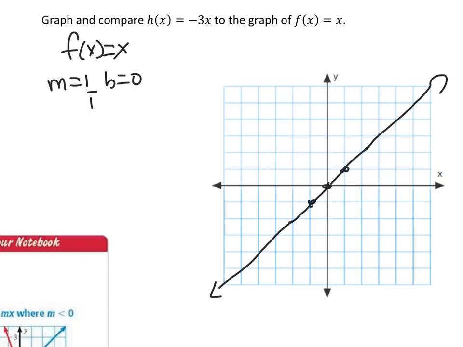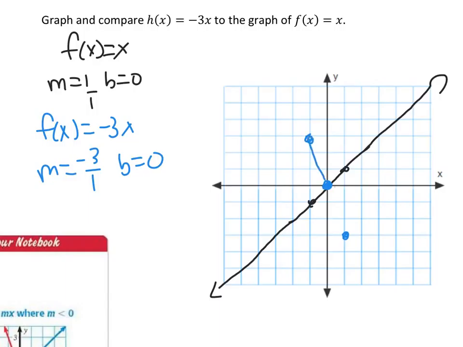Okay. Now we need to graph f of x equals negative 3x. So the slope is negative 3 over 1. The beginning point is 0, so we're still starting at 0. But this time we go down 3, right 1. Up 3, left 1. Okay. Draw all the way through the graph.